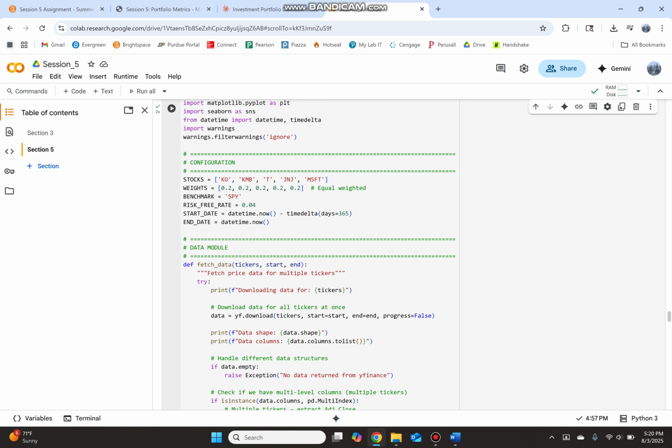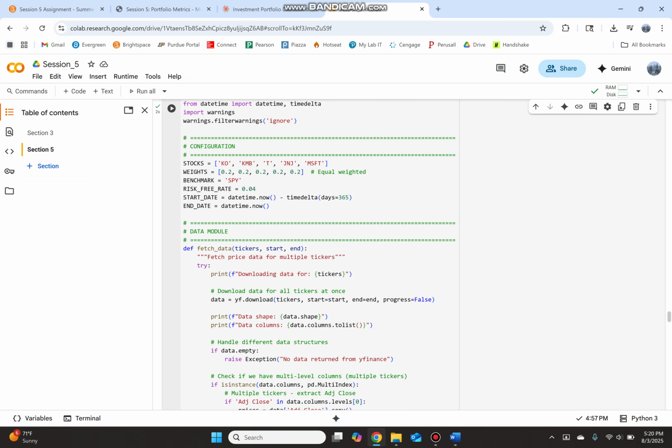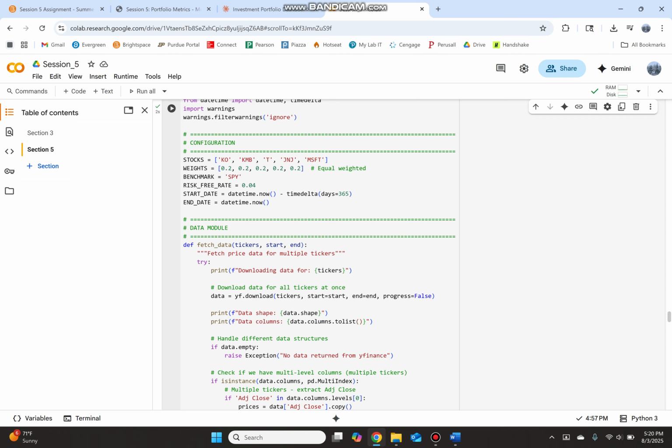And then Microsoft was just the tech stock I decided to throw in to make things a little bit different and see if I can get some high returns. But these 4 are mostly my safety stocks. Even though I should have given Microsoft a little less weight and probably these a little more, I decided to give it equal weighting.